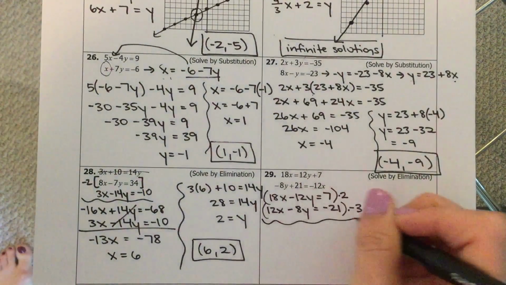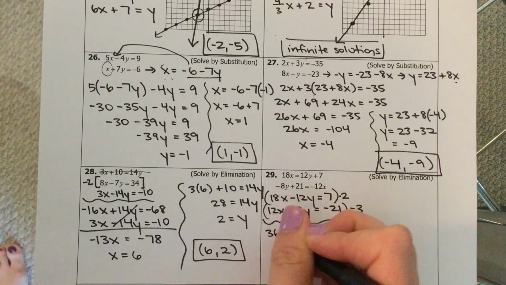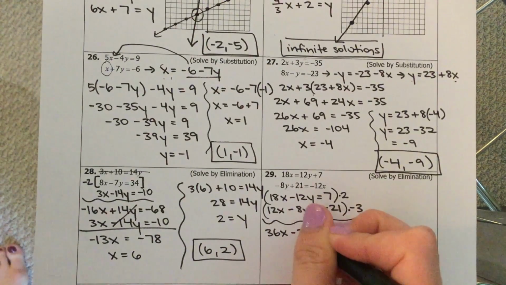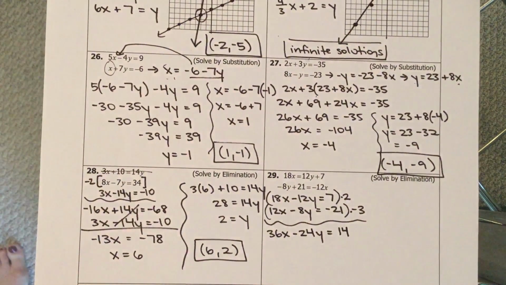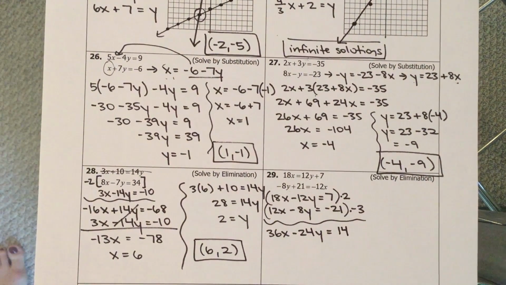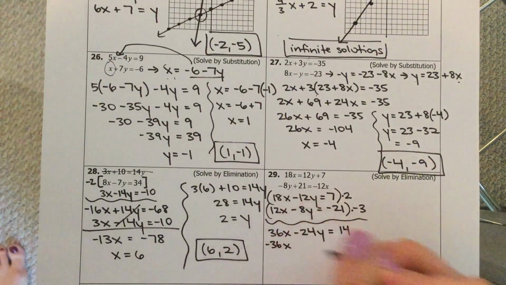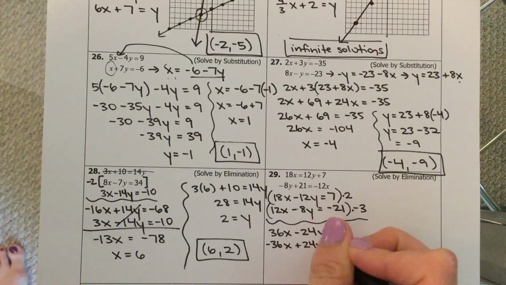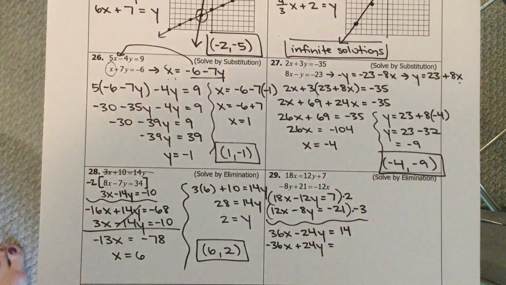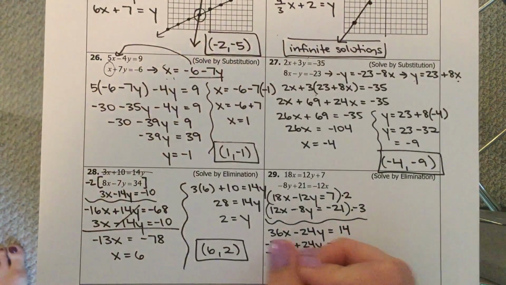Okay, so let's line up what we've got here. So everything in the top by 2, we get 36x minus 24y equals 7 times 2, which is 14. Bottom equation, multiply everything by a -3. So first I get a -36x. -3 times -8y is a positive 24y. And -21 times -3 is a positive 63.